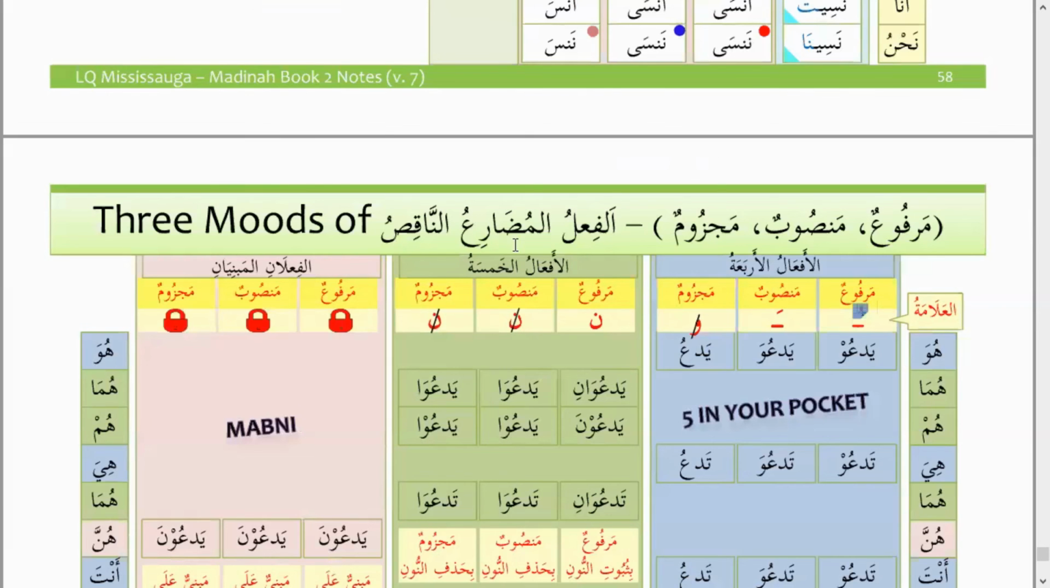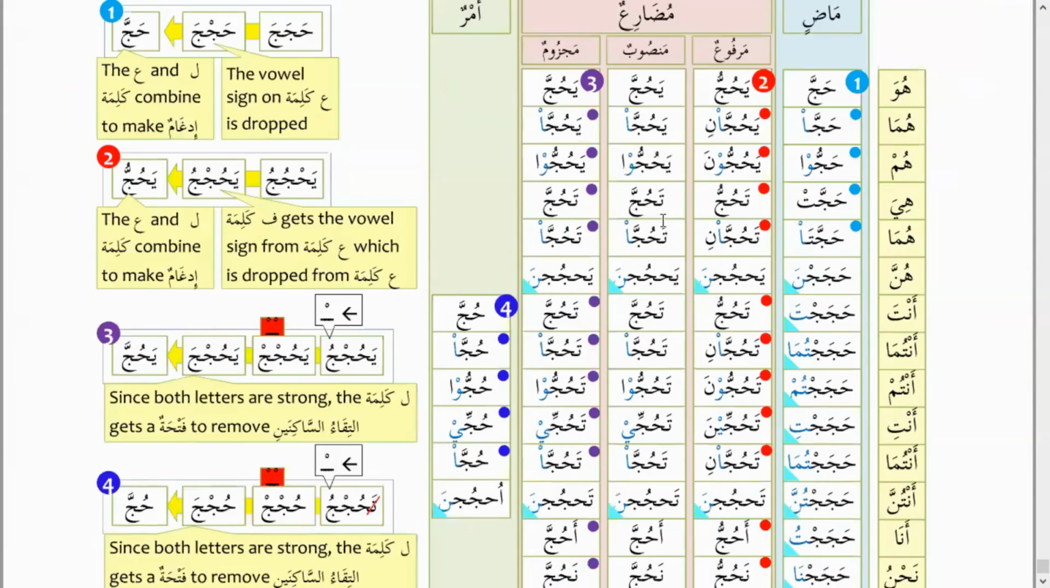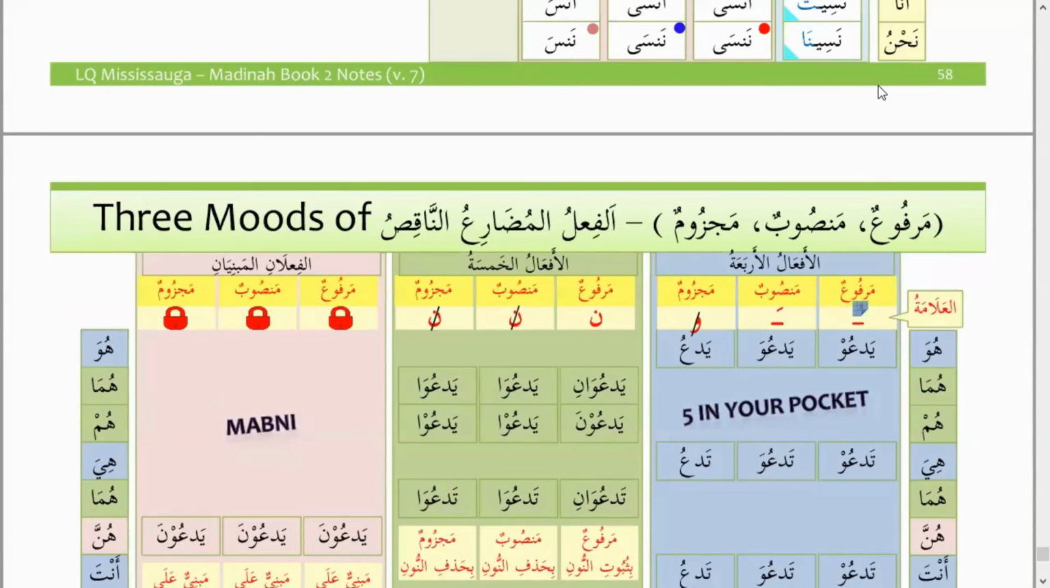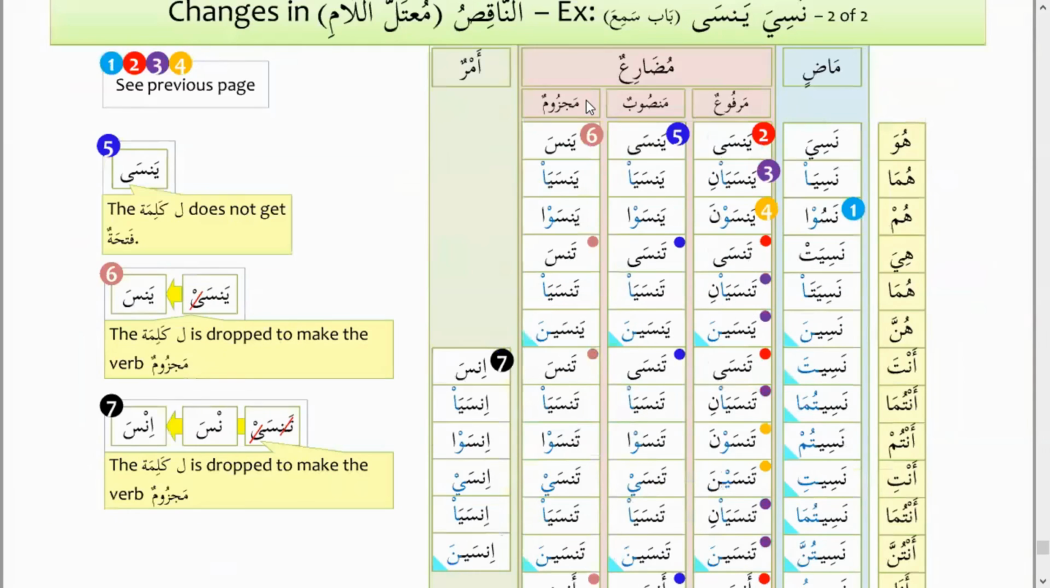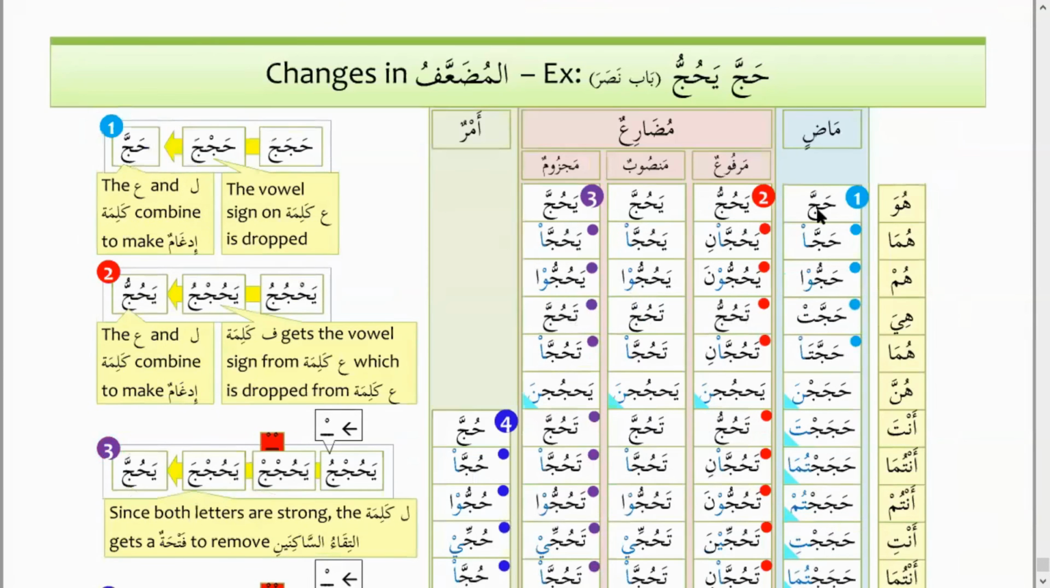And what is that? Al-Fail Mudare Naqis. And then we have Muda'af, Hajja, Yahujju, and all this also. That's it in book 2. Book 2, this is what is important. Inshallah. This is what is there in book 2. Then we have Muda'af. Muda'af is very easy. There's nothing much.